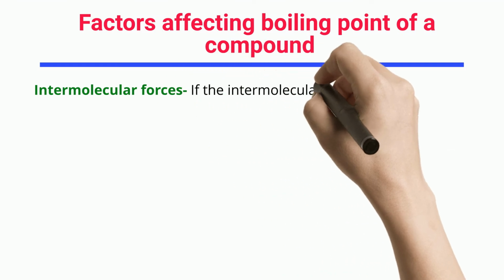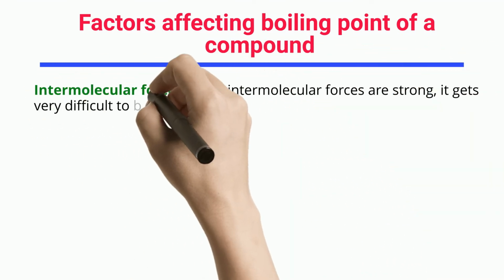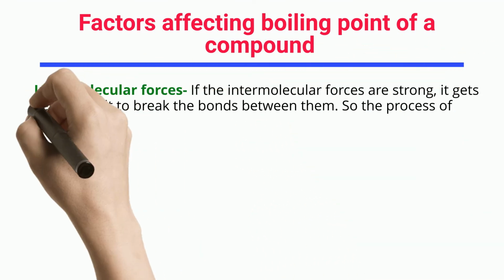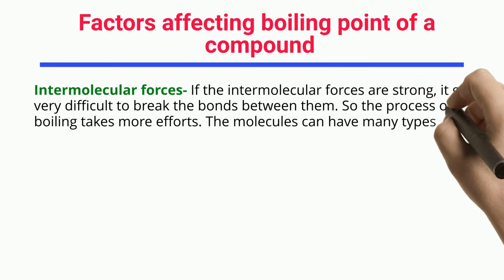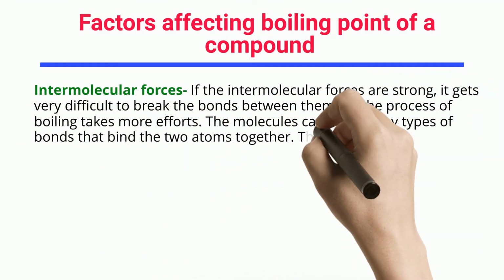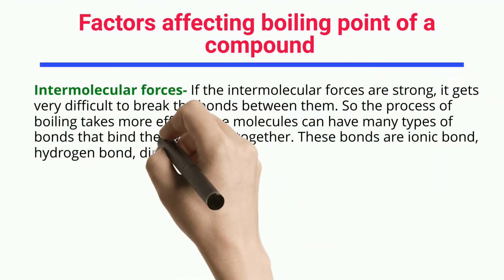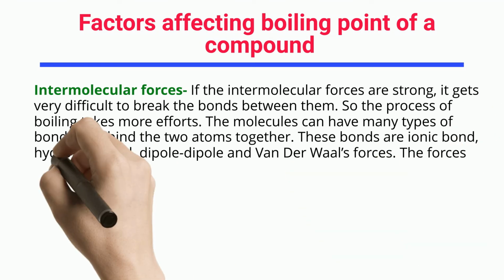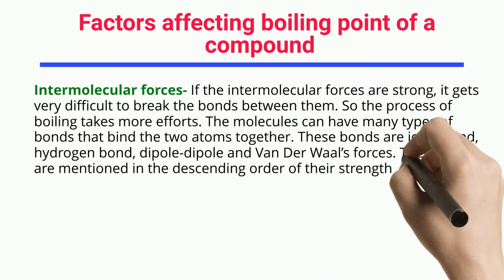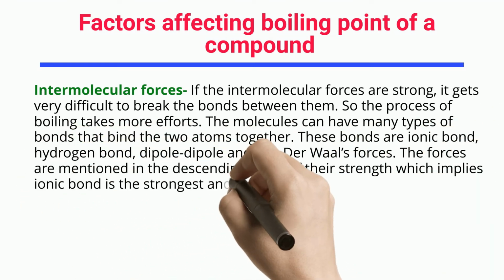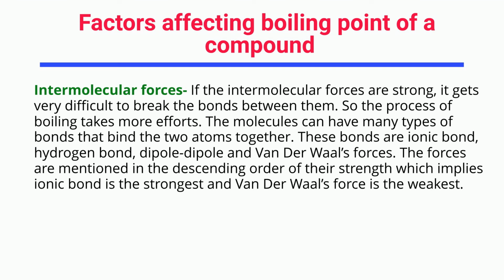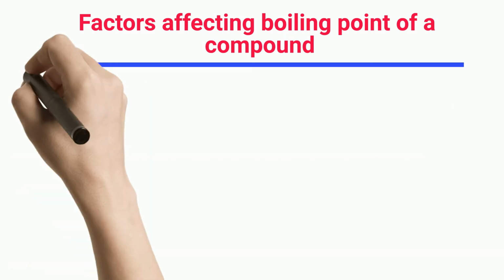Intermolecular forces. If the intermolecular forces are strong, it gets very difficult to break the bonds between them. So the process of boiling takes more effort. The molecules can have many types of bonds that bind the atoms together. These bonds are ionic bond, hydrogen bond, dipole-dipole, and van der Waals forces. The forces are mentioned in the descending order of their strength, which implies ionic bond is the strongest and van der Waals force is the weakest.